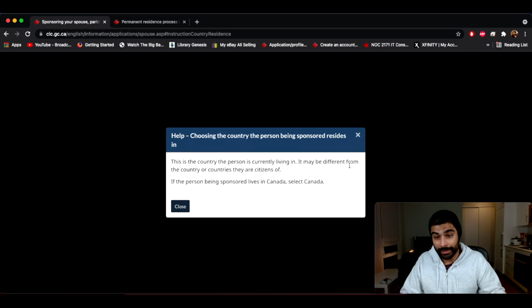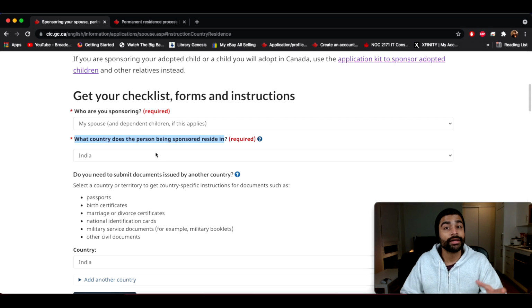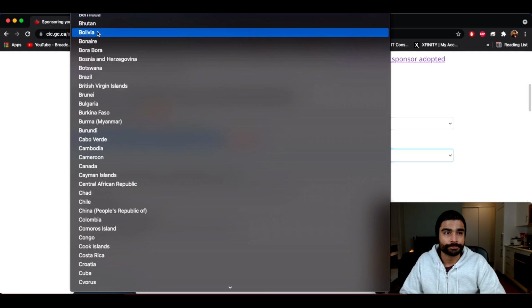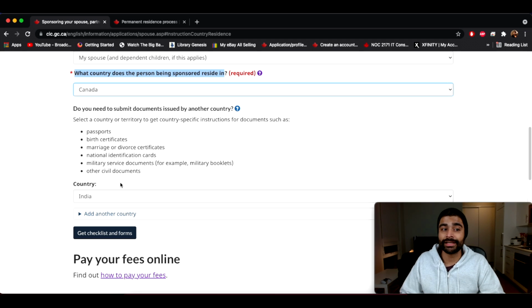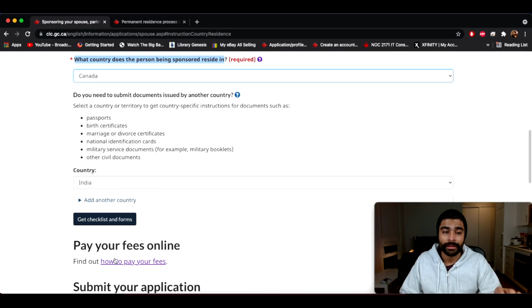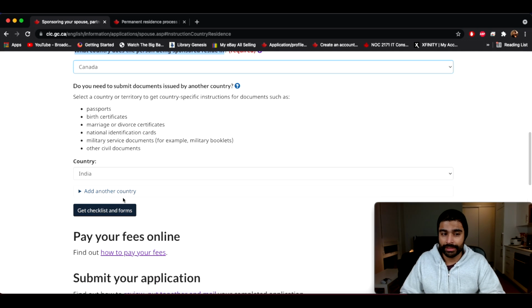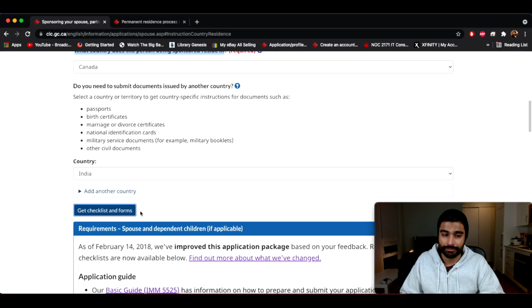All right. And it may be different from the country they are citizens of. So in this case, the applicant is the citizen of India, but they are currently in Canada. So you're going to select Canada. Now this section still remains India because your passport is still Indian, you're a citizen of India, and your birth certificate, marriage certificate, your national identification card, Aadhaar card will still remain Indian. So this remains India. Now this is Canada, this is India, and now you click on Get Checklist and Forms.